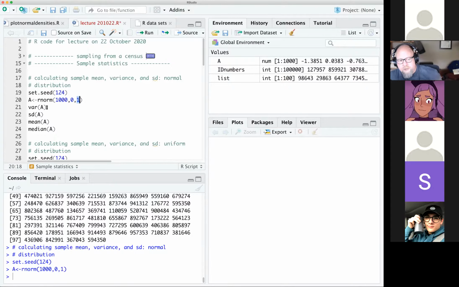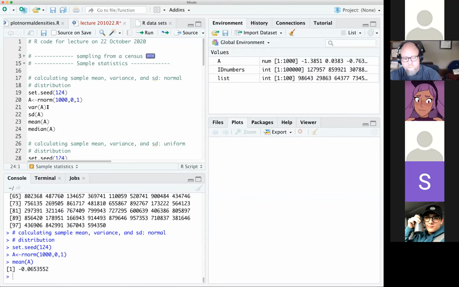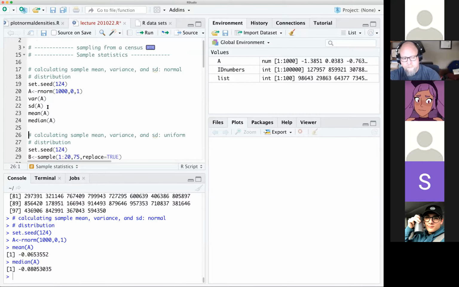So line 21, I'm going to calculate the variation or the variance of the data set. So look down here in the console to see what it calculates. Well, no, here, let's do this first. The mean. Let's calculate the mean, line 23. Hopefully it'll be near 0. And there we go, negative 0.06. That's very near 0. Now I'm going to calculate the median, negative 0.08. Also very close to 0. So the mean and the median are very close to one another. They're both measures of middleness, of centerness, so we expect them to be close to one another.